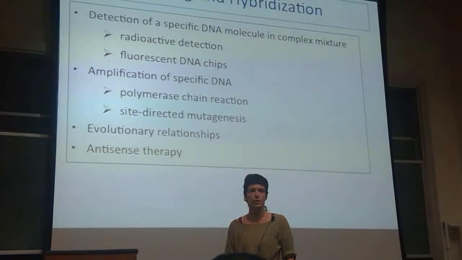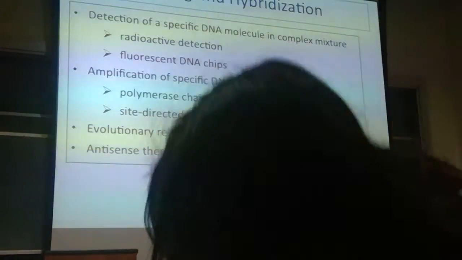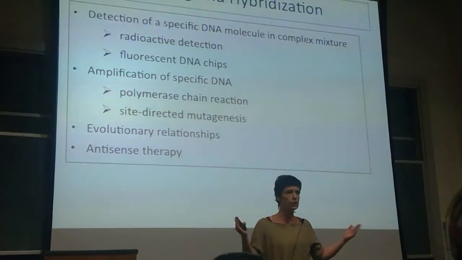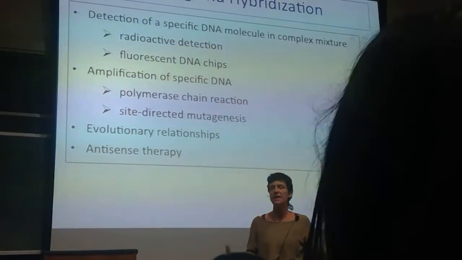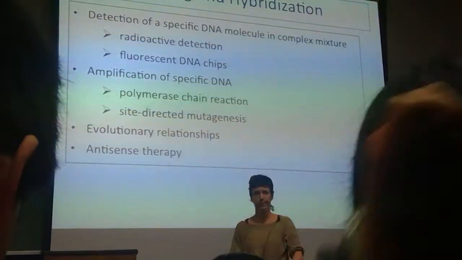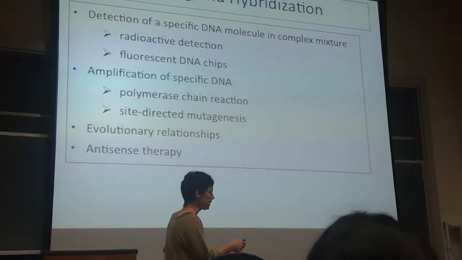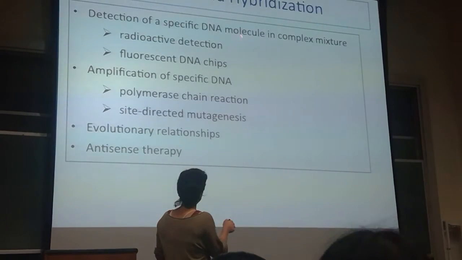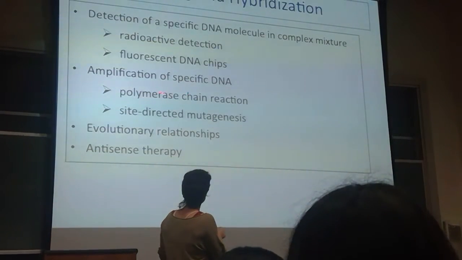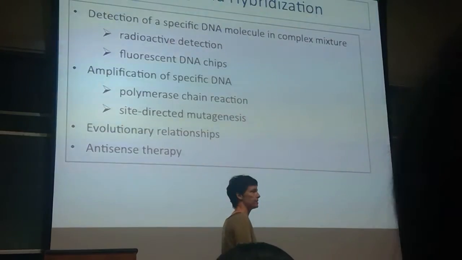So last time we talked about the physical properties of DNA, specifically melting and hybridization. The melting temperature, the capacity of DNA to be able to separate into single strands, is really important for molecular biology, like the base of molecular biology. Because of that property, you can detect DNA by radioactive detection. You can use fluorescent DNA chips.